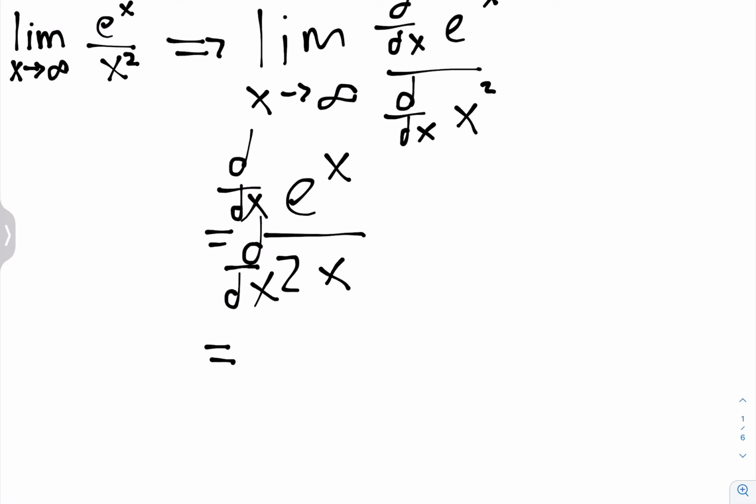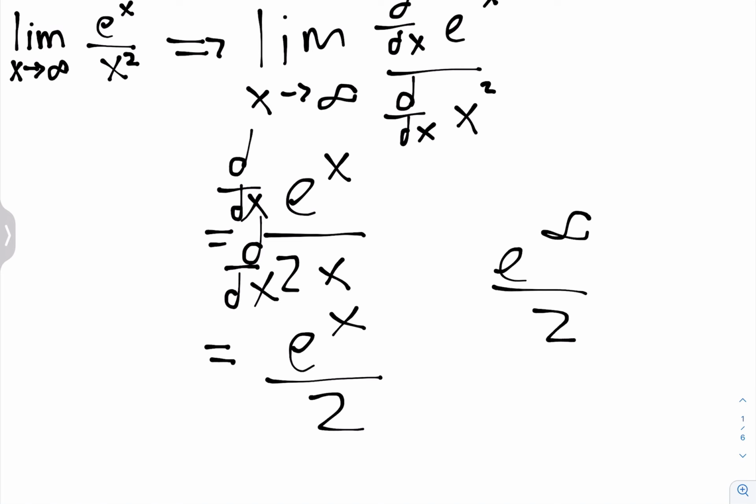So the derivative with respect to x of e to the x is still e to the x. On the bottom, it's going to be the derivative of 2x with respect to x, so it's just going to be 2. So now if we plug in infinity for x, we're going to get e to the infinity divided by 2. Okay, e to the infinity is infinity, and 2 is just a constant too. So anytime we have infinity dividing by a constant number like 2, that's just going to be infinity.